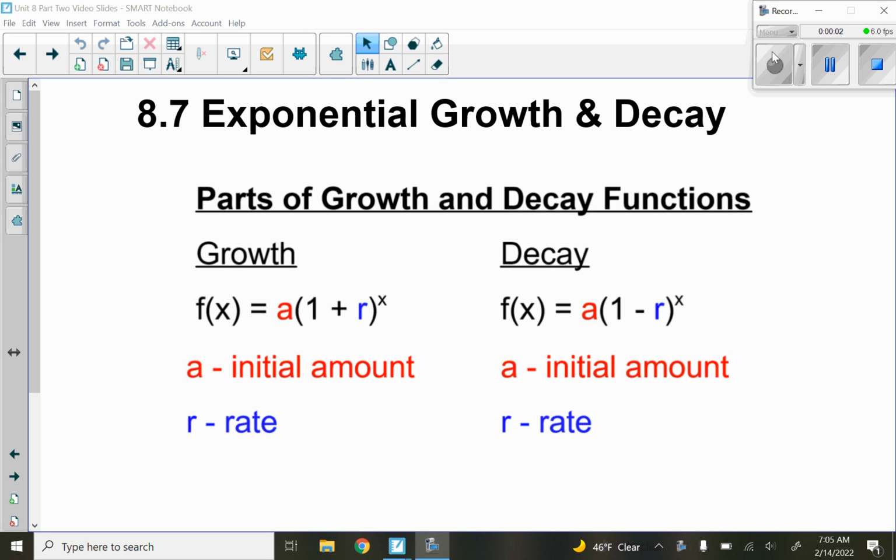In 8.7, we're looking at exponential growth and decay. So here we have a little table that you're going to want to write down. It's parts of growth and decay function. Over here on the left, we have our growth function, where A represents your initial amount and R is your rate. And then on the right, we have our decay function, where once again, A is your initial amount and R is your rate. Notice the only difference here is in our growth, we're adding 1 in R, and in our decay, we're subtracting 1 in R.